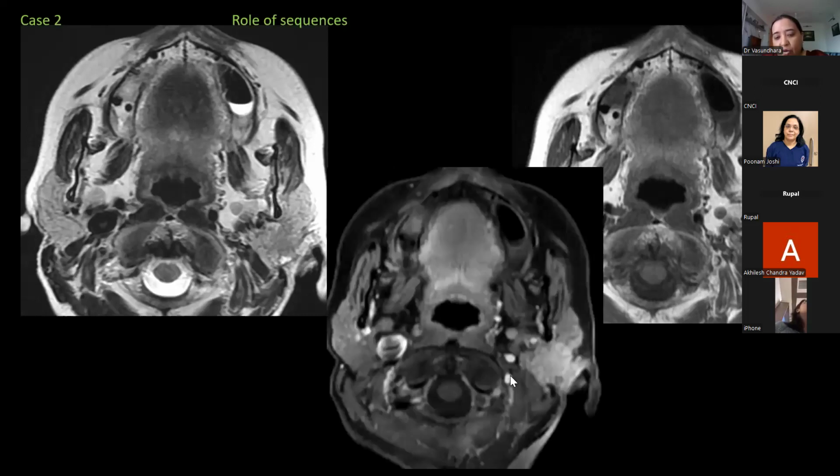I am not sure how deep it is extending. I would rely on my T1 weighted image in these cases. So for parotid, T1 weighted image is equally important as T2 or a post contrast image.